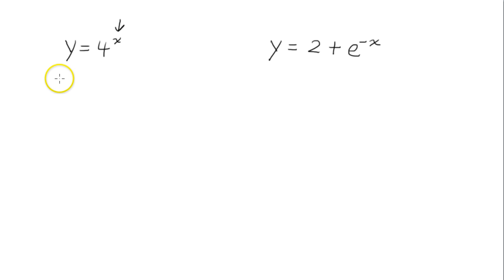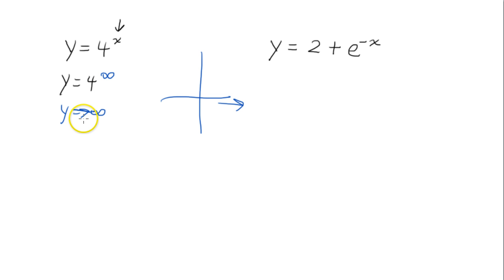Now, infinity is not a number. It's just a concept, but just to make a point, I will put in infinity for x. Well, 4 to the infinity, so way on the right. I will draw a graph here. So way on the right, what happens as x grows without bound? Well, y just keeps on growing, so y would go to infinity. So we don't have a horizontal asymptote in this one.